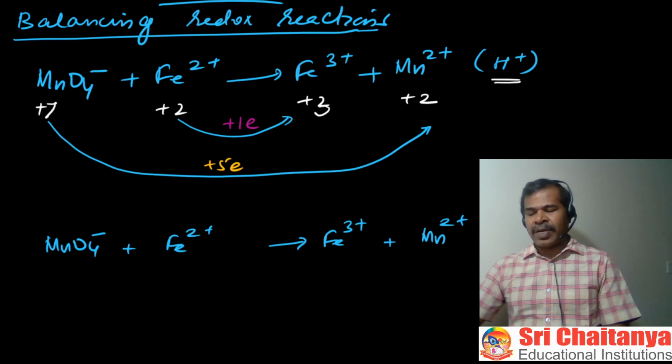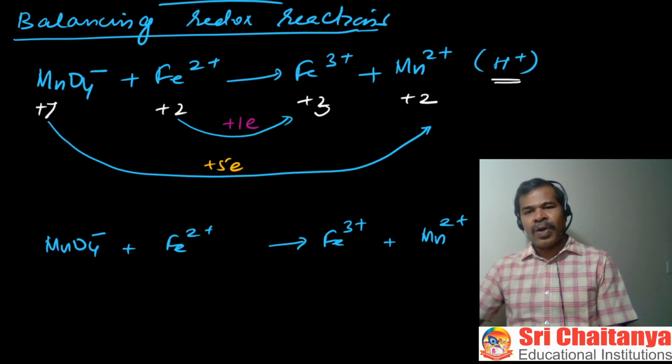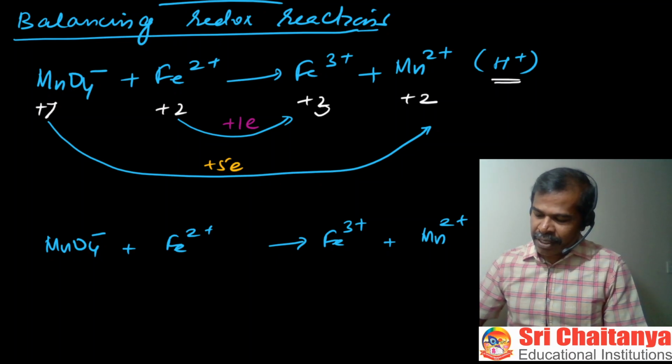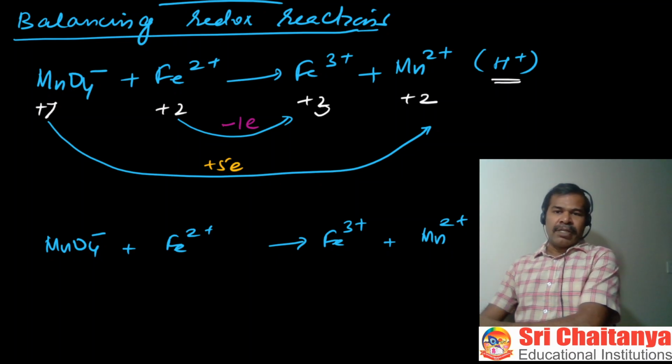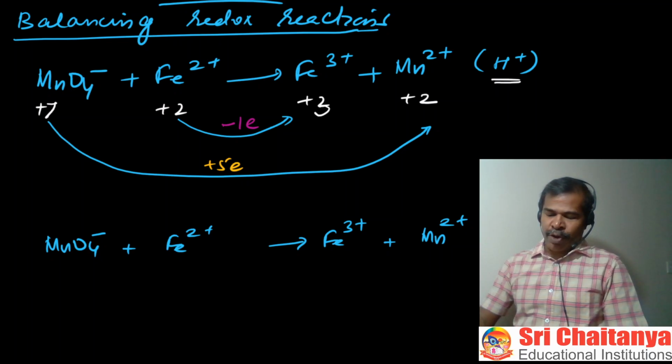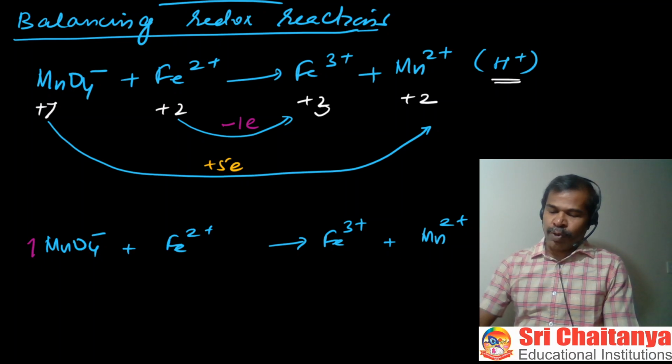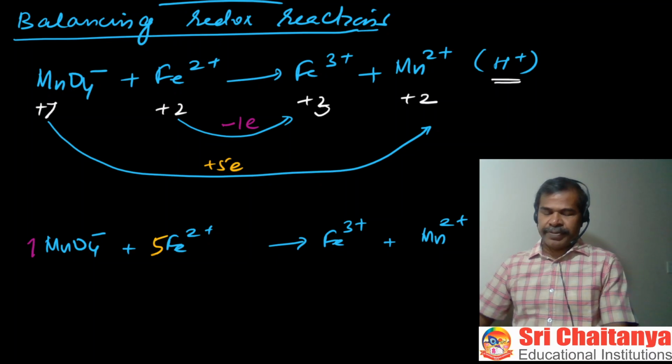In a redox reaction, the electron lost by one substance should be gained by the other. The substance getting reduced should gain electrons from the substance getting oxidized. So the sign went wrong here, it is -1 electron and plus 5 electrons. So for MnO4⁻, the coefficient is going to be 1, and the coefficient of Fe²⁺ is going to be 5. That is exchanged.